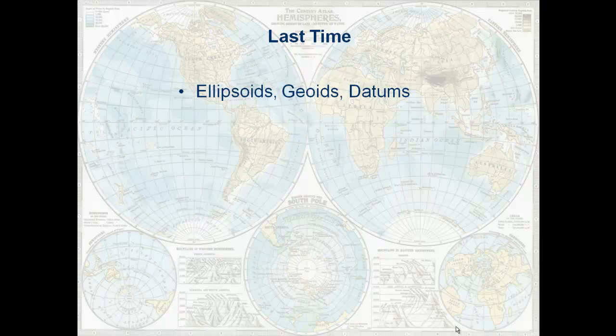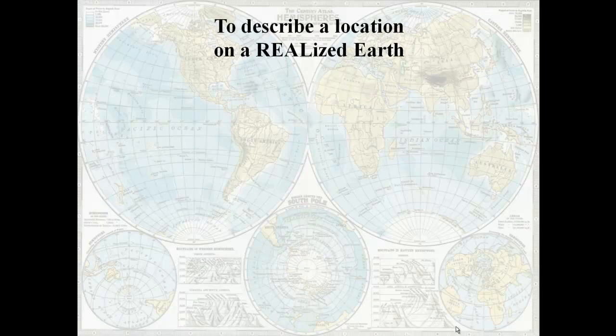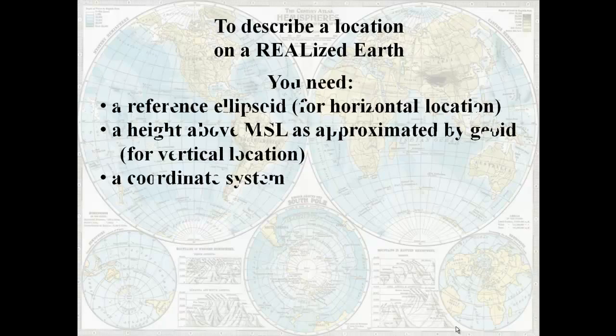So to describe a location on a realized, modeled Earth, so a simplified, generalized Earth, we need an ellipsoid for horizontal location, we need a geoid for vertical location, and we need a coordinate system. So now I need to talk about coordinate systems.